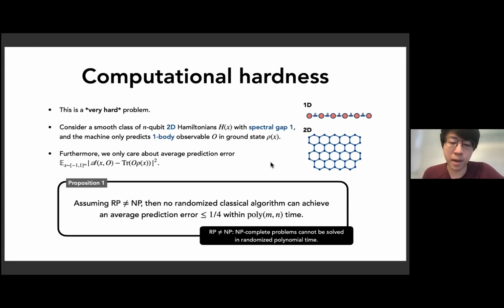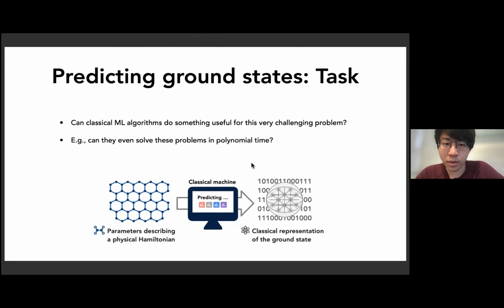If we make this assumption that NP-complete problems cannot be solved in randomized polynomial time, then there's no polynomial classical algorithm that can achieve a good prediction error. And here, what we're going to look at is the following question. For this very challenging problem, can classical machine learning algorithms do something useful? For example, can they even solve these problems in polynomial time, which might just be a wishful thinking.